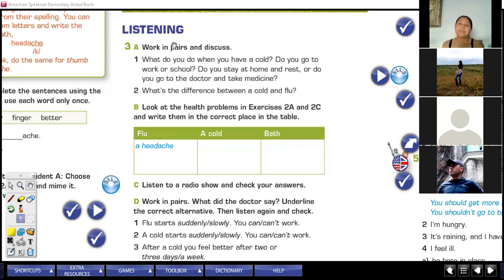Okay. Now let's go to the second question, and it says in here, what's the difference between a cold and a flu? Okay, do you know the difference between a cold and a flu, guys? I think it's the runny nose. I don't know. Okay, what's a flu?